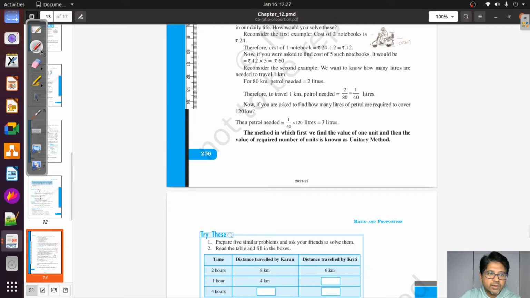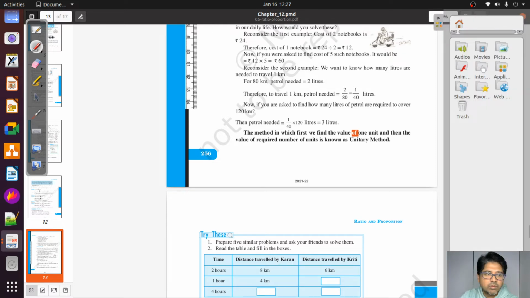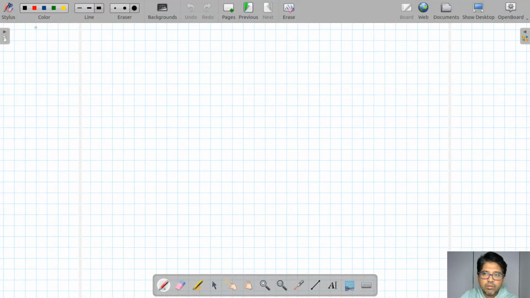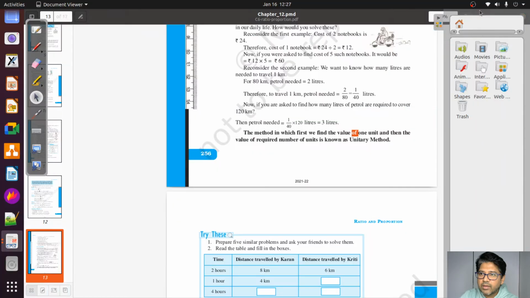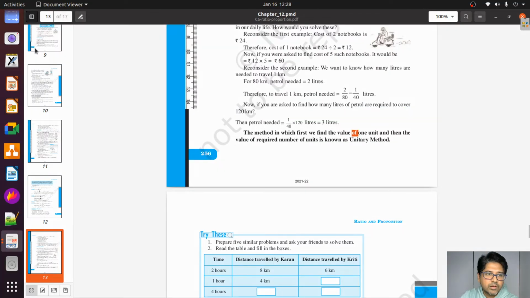Why is it showing here? First you find the value of 1, and then not here. I'm going to go back. Remove this. Check this.